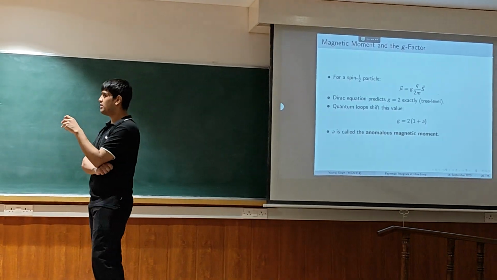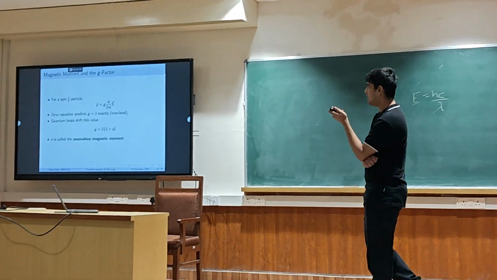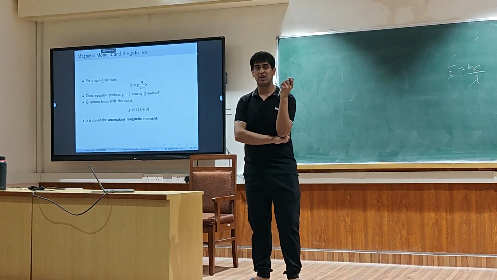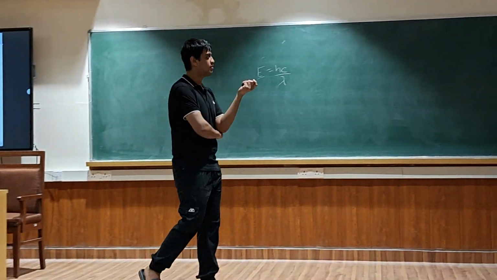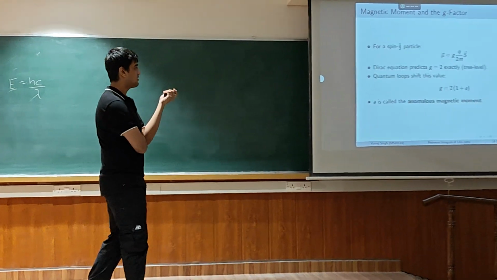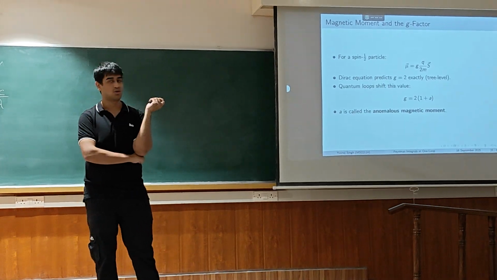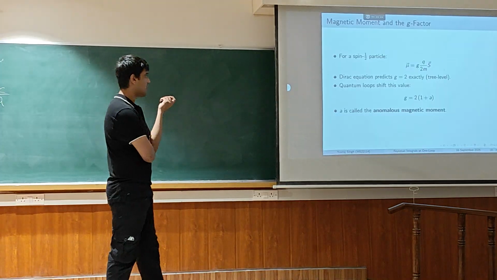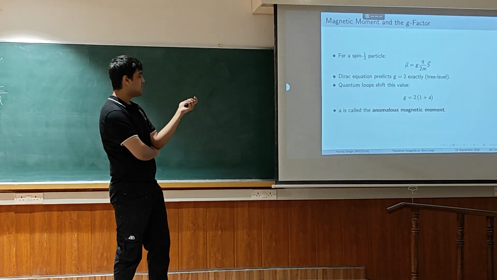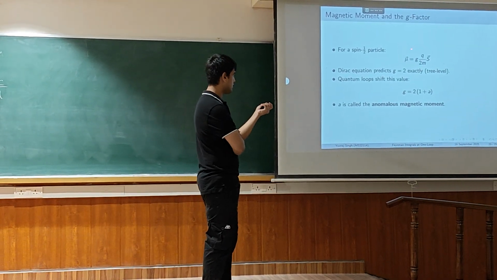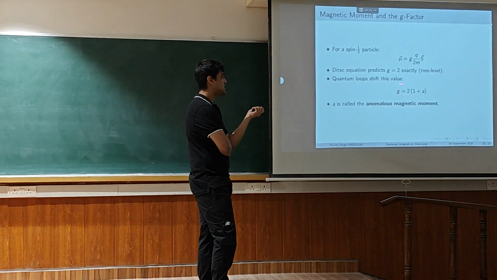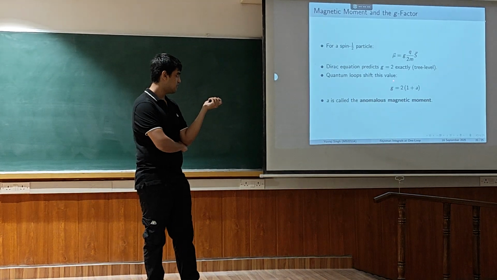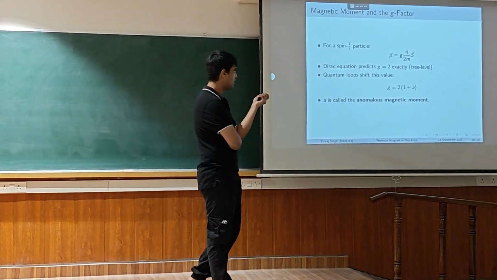Now, this was the whole part that I did for the three-point function. So I want to show one example of how we use this correction. Basically, how Schwinger used the correction to show the change in magnetic moment for the spin-half particle. So this is my normal magnetic moment, and my Dirac equation predicted my g factor to be 2, and the quantum loop shifts this g factor by this, where a is my anomalous magnetic moment.